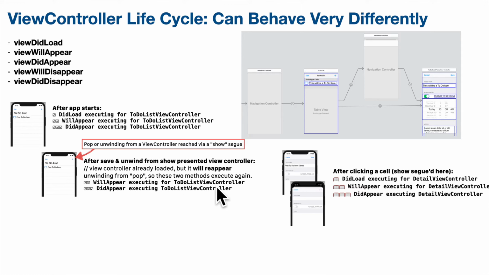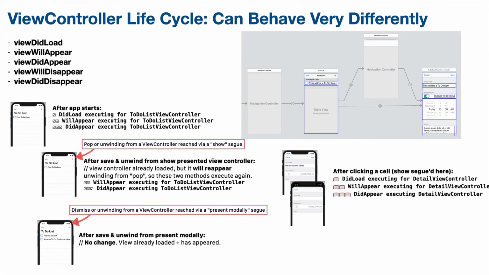But here's the trickiest one. When you come back from a present modally segue, the ViewController underneath the modal segue, our original ViewController, is considered to already be appearing. It wasn't in the previous case when we came back from a show, but it is considered to already be appearing when we come back from a present modally. So these two functions don't execute when you return to that original ViewController with the table view.